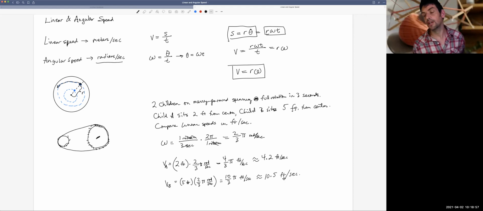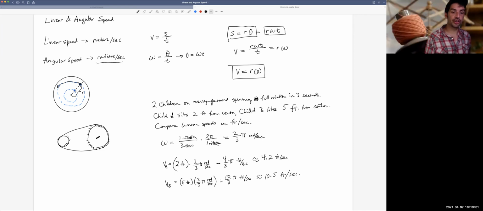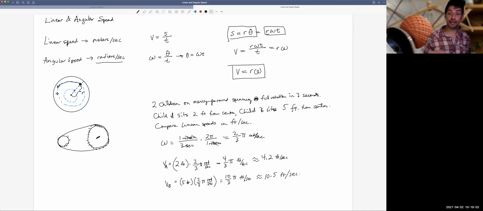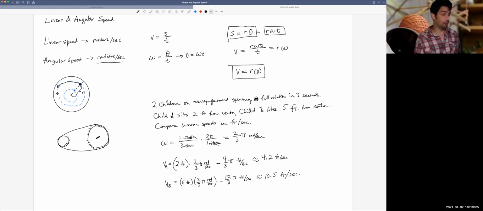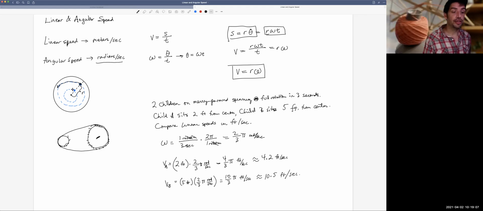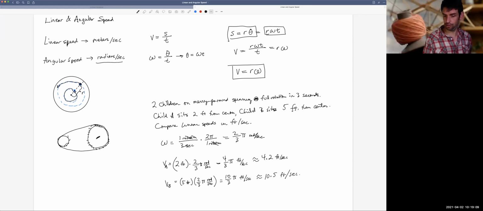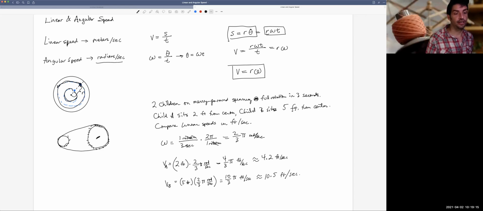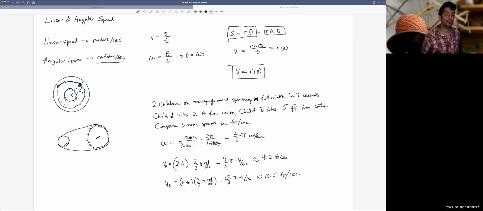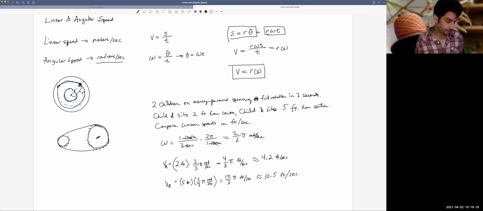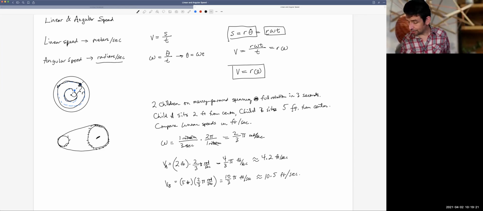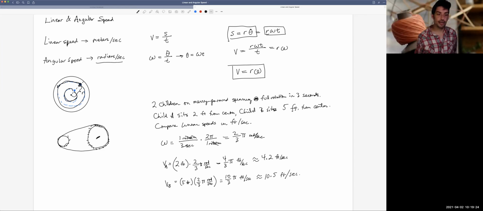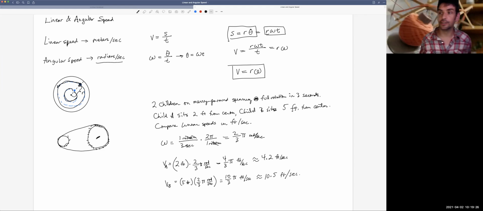Oops. And this should go right along with our intuition. Looking at this terrible sketch I did here, you can see that in the same amount of time, because in 3 seconds they both go all the way around, the inner child, child A, has traversed this smaller circle, while the outer child, child B, has traversed this larger circle. And if you've ever been on a playground merry-go-round, you've experienced this.